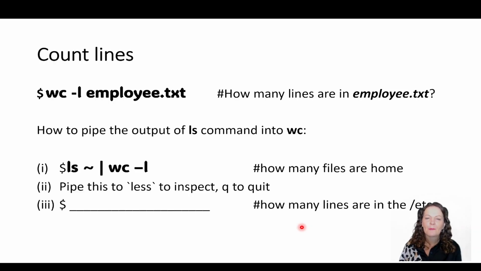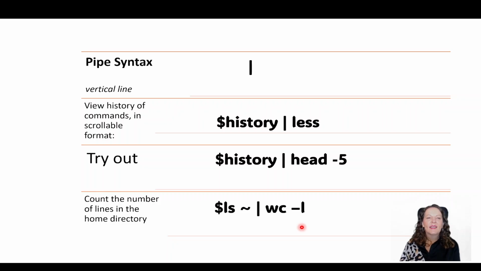So in summary, that's for you. In summary, your pipes, your syntax is a vertical line. You can pipe from one command, the output of one command, such as the history. What commands have you been using? And you can pipe that into less to make it scrollable. What if you only want to see the first 5 lines of your history file? Well, then you can run your history, but instead of sending the output to the standard output, you instead send the output into the command head minus 5. So show me the first 5 lines of my history.